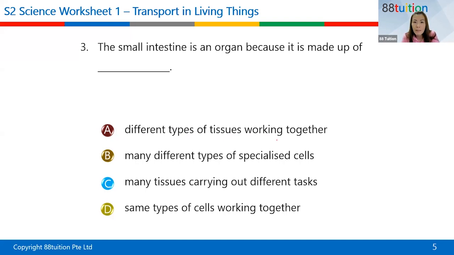Janet, did you get this right? No, I put C. You put down C, many tissues carrying out different tasks. Why did you put this one? Because I know that organ is made out of tissue, so I was choosing between A and C, but I didn't know which one, so I just randomly chose one. I think you are thinking about how each of them has their own role and function, right? But it's very risky, very dangerous to answer that way.